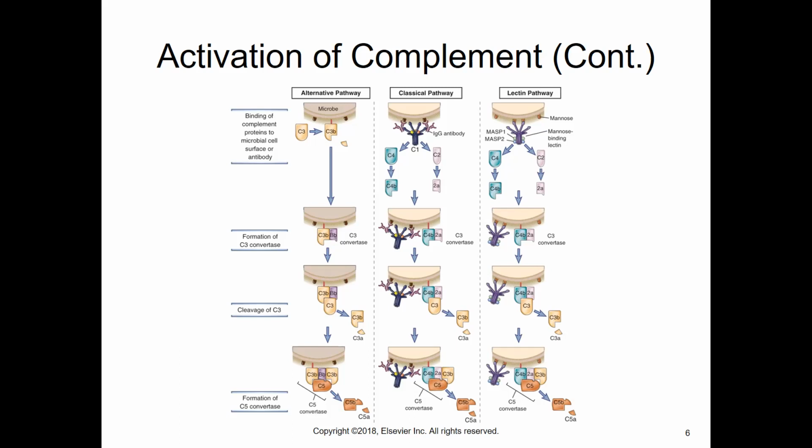So the alternative pathway, just an antigen. So just the bacteria or just the virus or whatever, it activates it. It does not have to bind to antibody. Okay. Microbial and mammalian cell surfaces can activate the alternative pathway in the absence of antigen-antibody complexes.